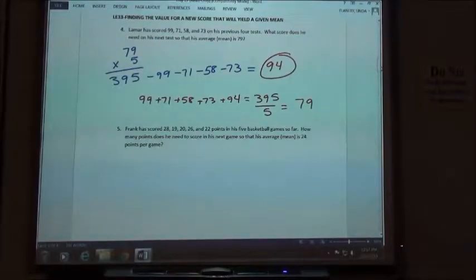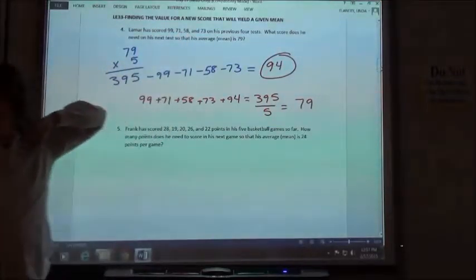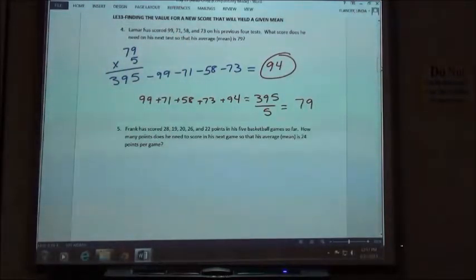So that his average is 79, right? He had some higher, but he had some lower. He had this 58 that he had to make up for. So he had to do good on his last test.